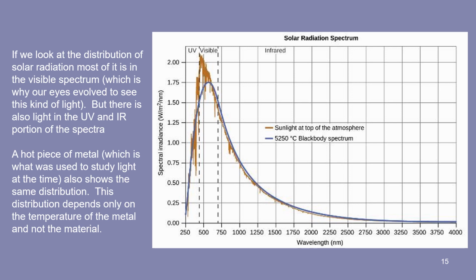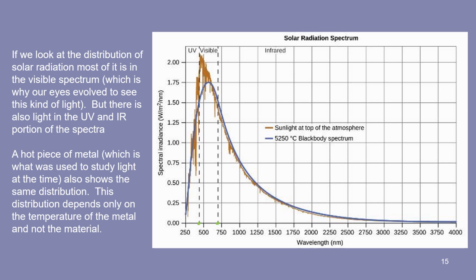So if we look at the distribution of solar radiation, and this is wavelength in nanometers, our visible light is right here between about 400 and 600. So this is visible light, and you can see that most of the radiation coming from the sun is in the visible spectrum. There's a little bit in the ultraviolet down here, and then there's some at higher wavelengths also. There's also light in the IR portion of the spectrum.